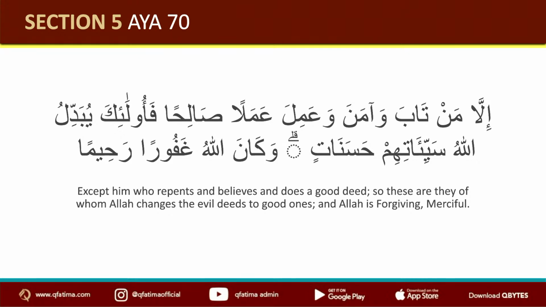إِلَّا مَن تَابَ. Except those who do a U-turn. وَآمَنَ. And they believe. وَعَمِلَ عَمَلًا صَالِحًا. And they start doing righteous stuff. فَأُولَٰئِكَ يُبَدِّلُ اللَّهُ سَيِّئَاتِهِمْ حَسَنَاتٍ. Allah will change their evil into good.